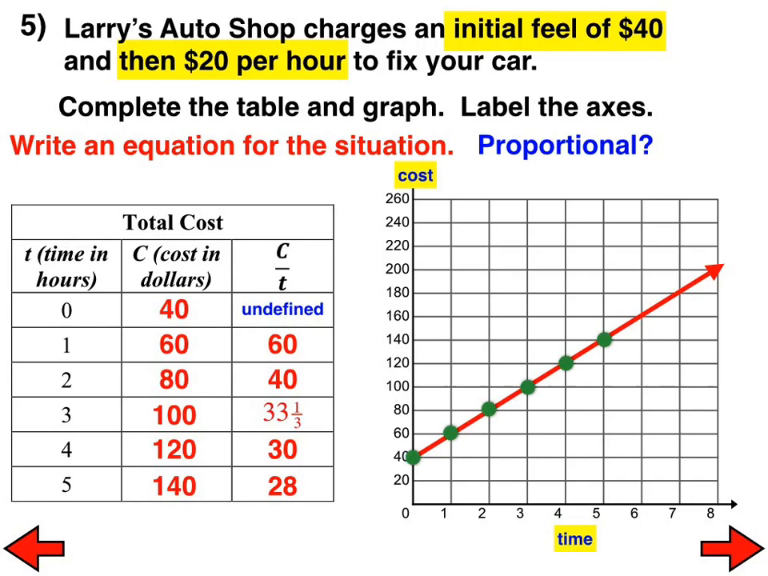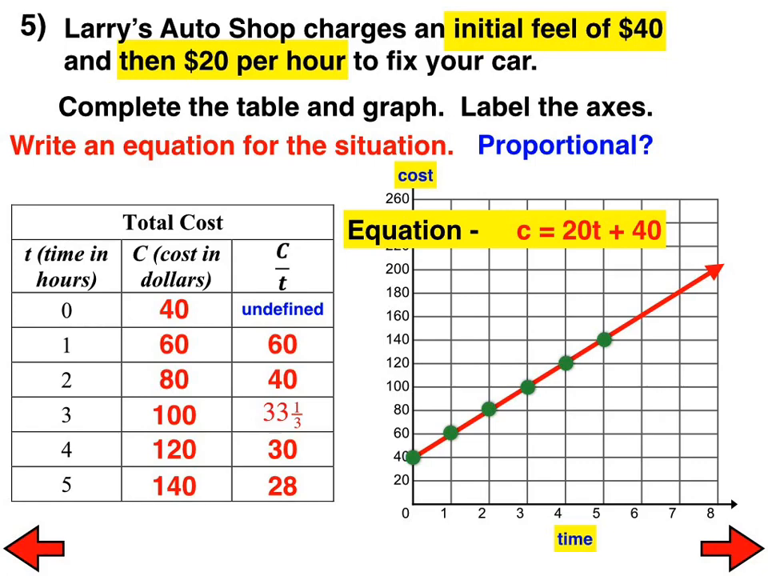So right now, turn to your shoulder partner and come up with the equation for that situation. It is a linear function, so we can come up with the equation. Equation for the situation here, what would it be? C equals 20t plus 40. Yeah, and that's not too much different than other word problems that we've dealt with before.